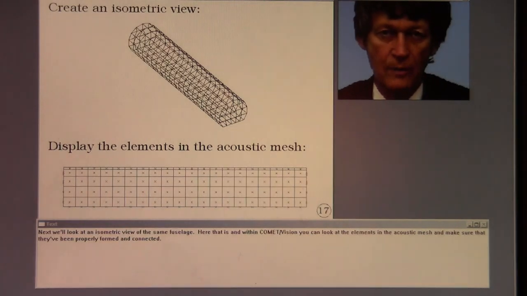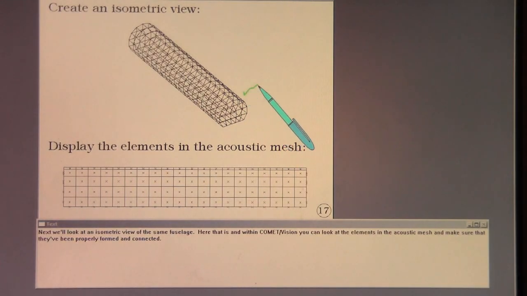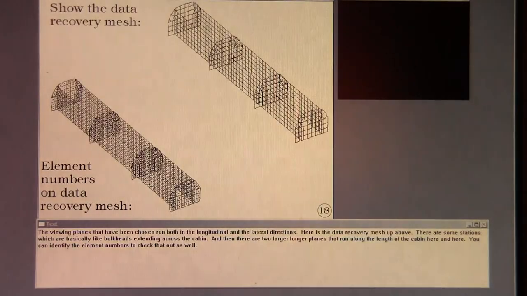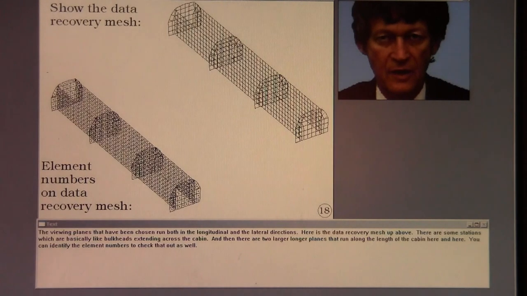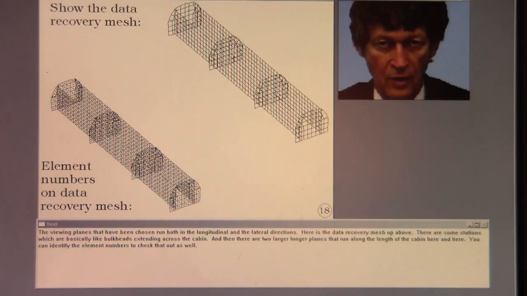Next, we'll look at an isometric view of the same fuselage. Here that is, and within Comet Vision, you can look at the elements in the acoustic mesh and make sure that they've been properly formed and connected. The viewing planes that have been chosen run both in the longitudinal and the lateral directions.